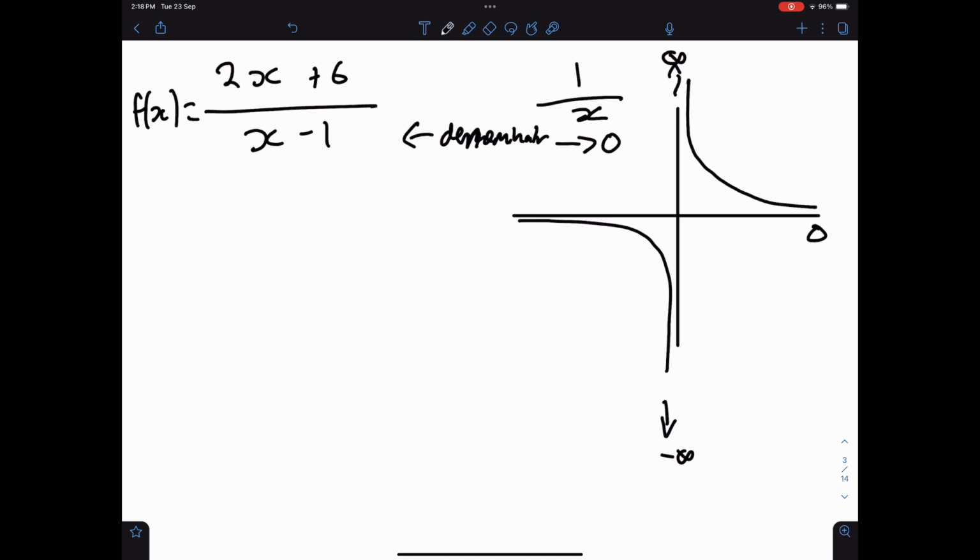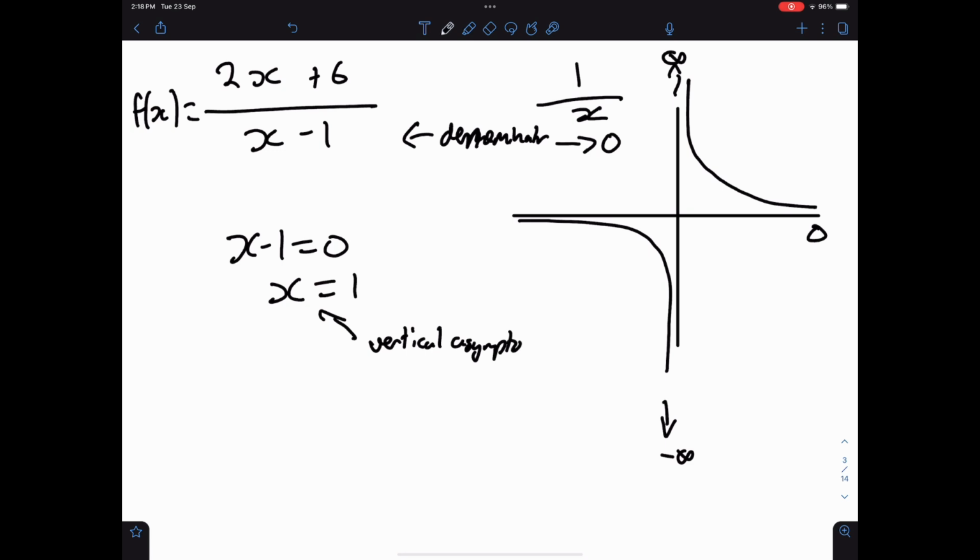So we can see that for this one here, this vertical asymptote will just be when x minus 1 equals 0, x equals 1. So that's the vertical asymptote. And that's basically what tells us our domain as well. X can be any real number, it just cannot be 1. And that's the thing about reciprocal functions: it can work for anything, but there'll be just one value that it doesn't work.